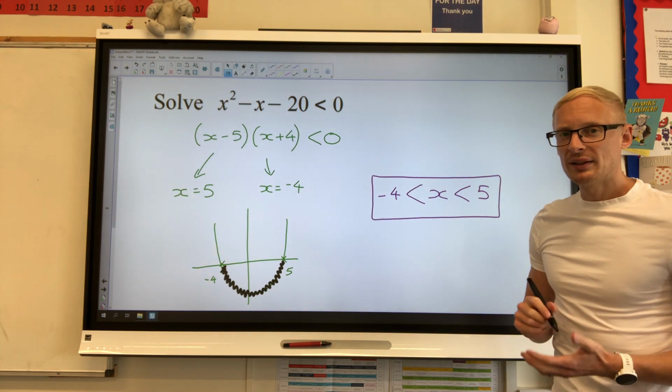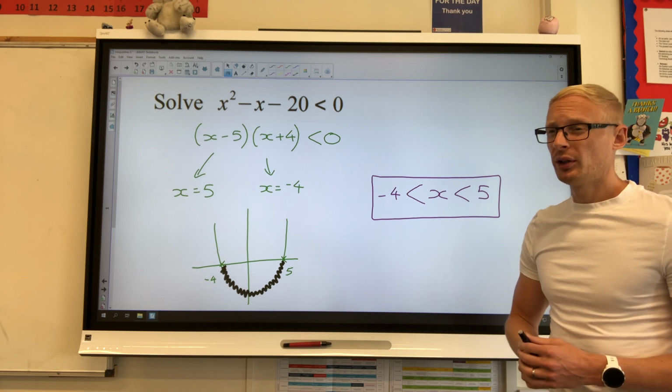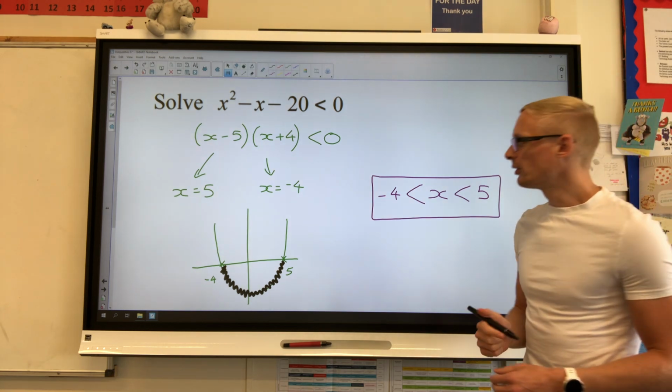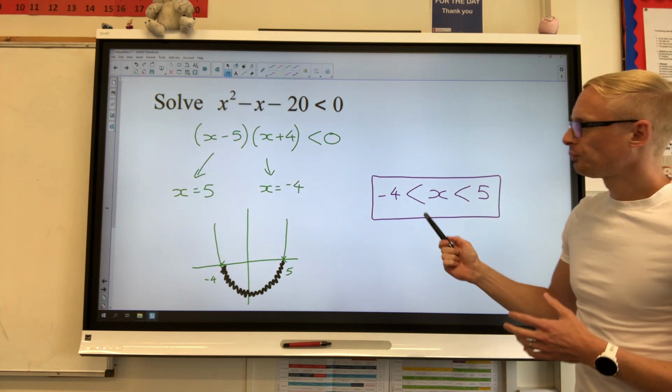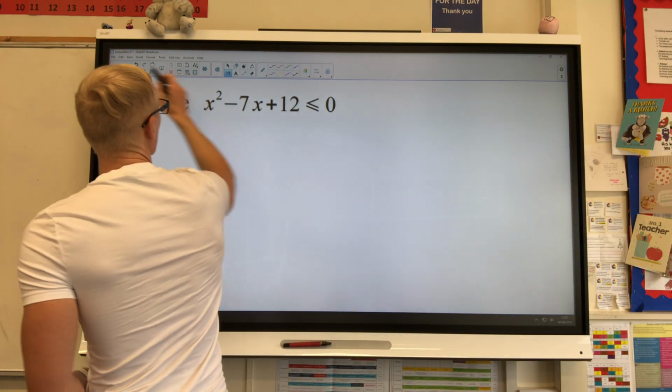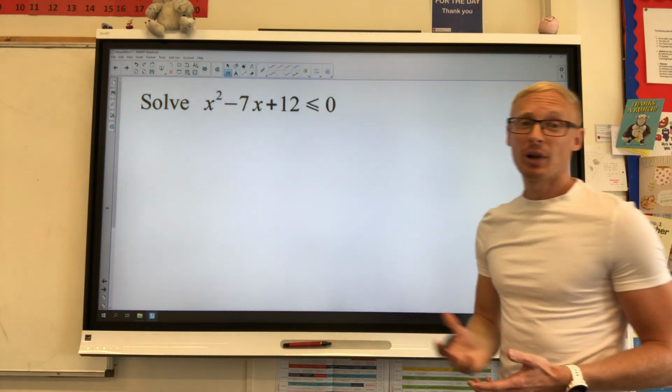Now, I would like you to copy that down. I'm going to do a couple more examples. It's going to be 4 examples today. I would like you to copy all of them down because they're all slightly different. So this is an example where you've got less than.